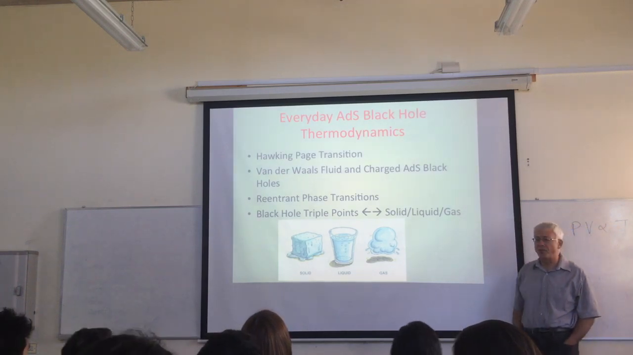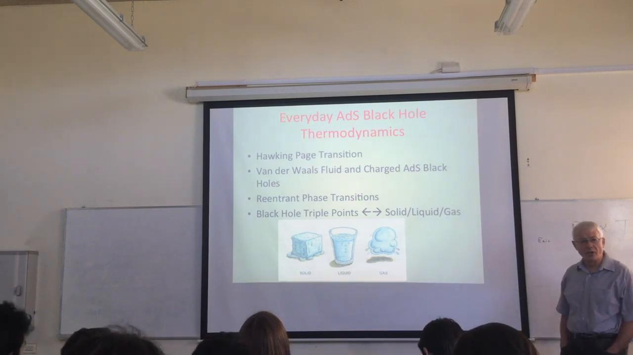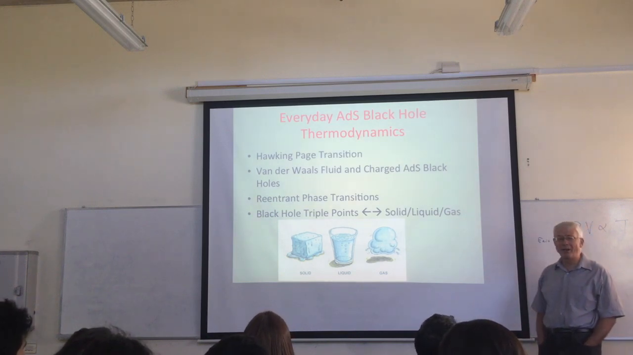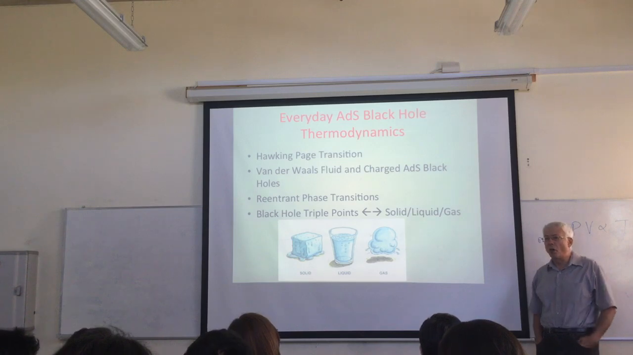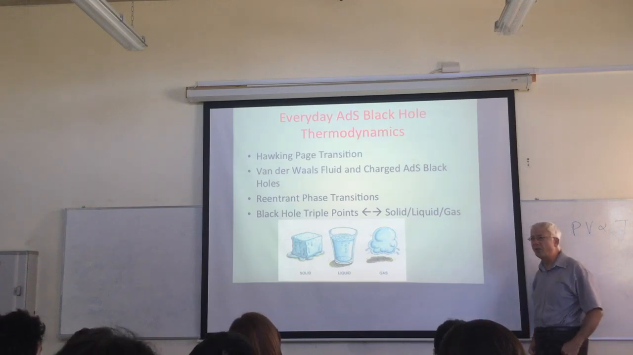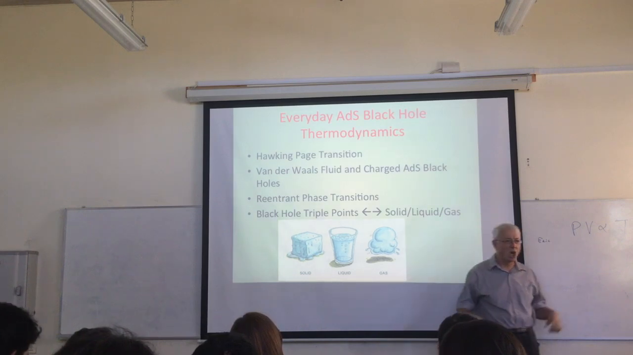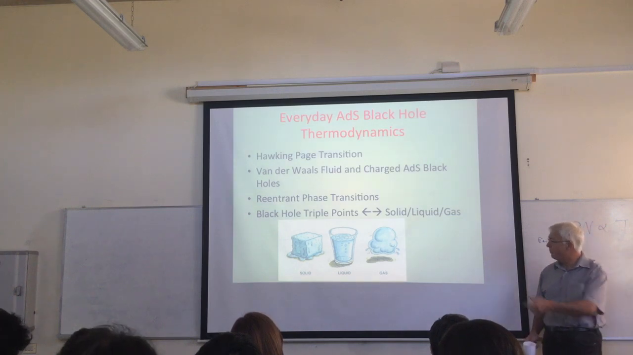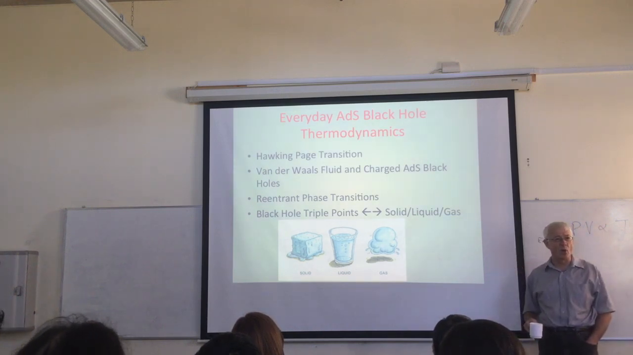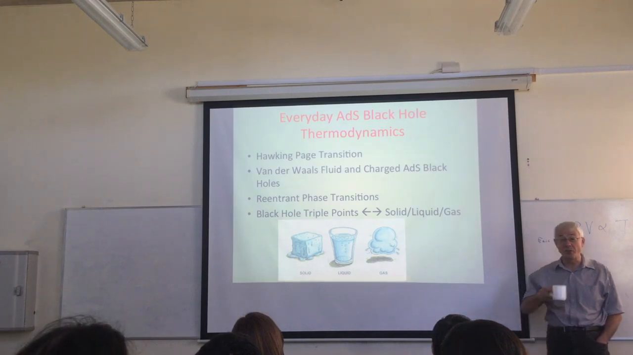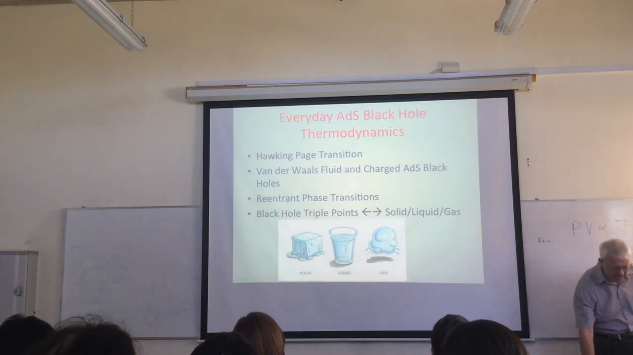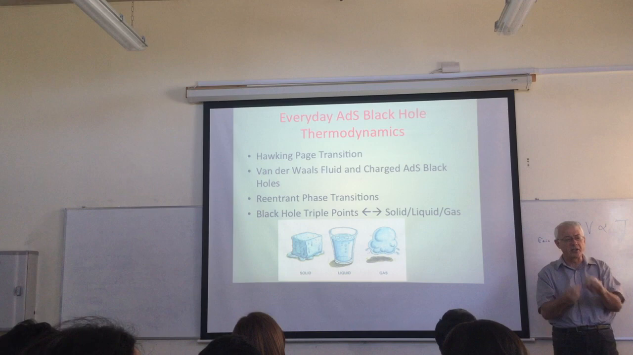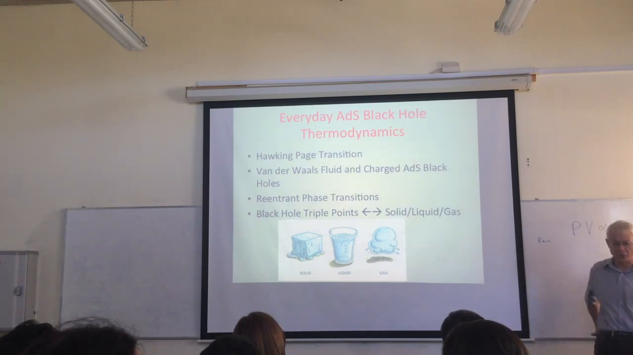The Van der Waals fluid phase transition was found about 5 or 6 years ago by David Kubiznak and me. And then we've discovered some other phenomena that we didn't know what they were at first, but as we did some digging in the literature, we discovered these had been seen a long time ago in the context of chemistry: reentrant phase transitions, and, well, this is something you learn in high school, the triple point of water. We discovered black holes can have triple points just like water, which has a triple point where solid, liquid, and gas, the three phases of water, all are indistinguishable at a particular value of pressure and temperature.